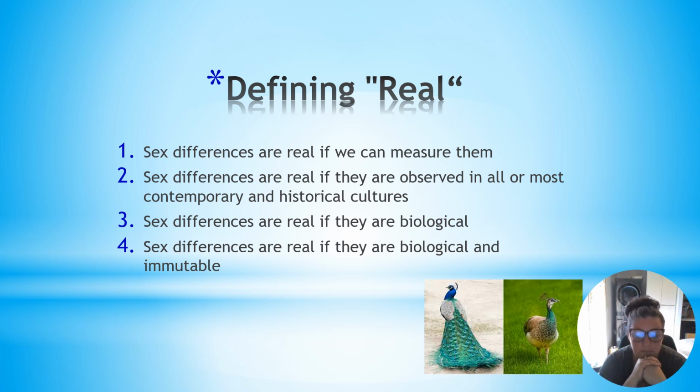So we explain how we're defining as real. So how do we define as real for the purposes of this research and for the purposes of this book? So sex differences are real if they can be measured, if they can be observed in all or most contemporary or historical societies. Sex differences are real if they're biological, and sex differences are real if they're biological and immutable. So there's 4 ways in which sex differences are defined as real according to Wade and Ferrari.